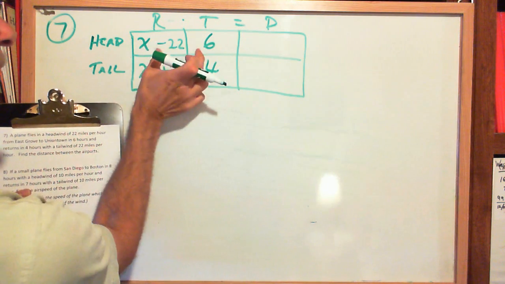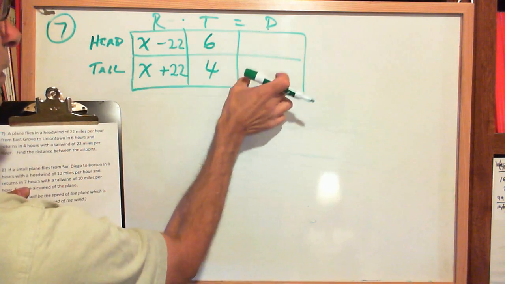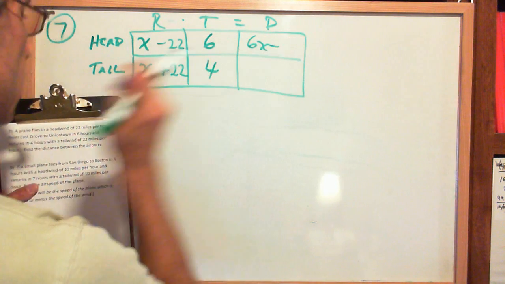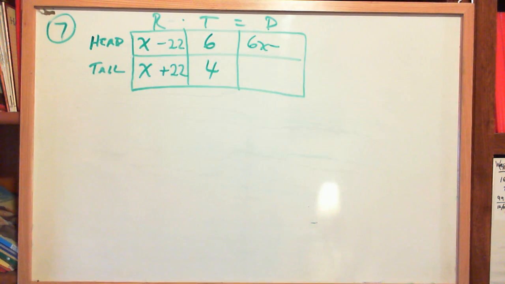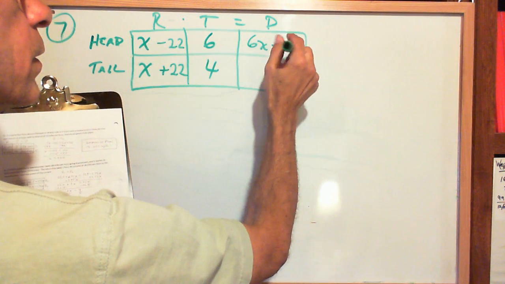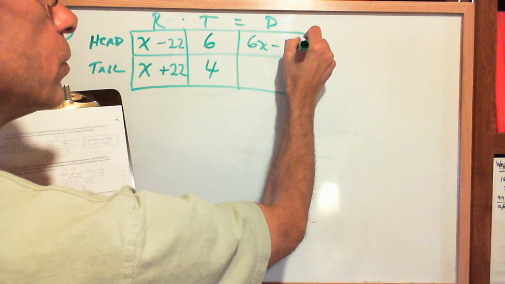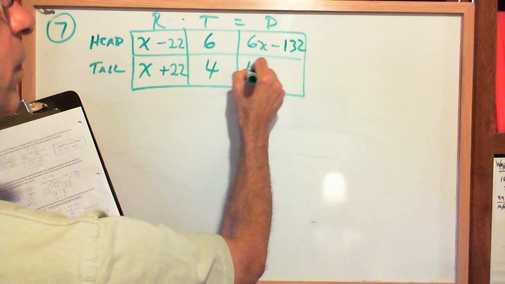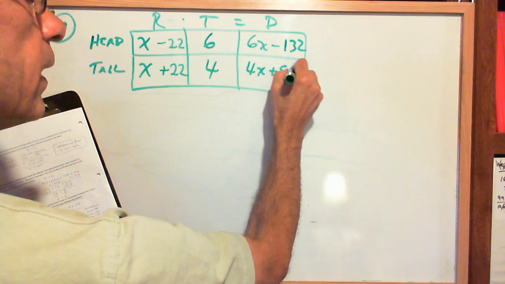Well, first of all, let's try multiplying this out. Let's get this filled out. So 6x minus, what is this? 22 times 6 is 132. 6x minus 132, and then the other one 4x plus 88. 4x plus 88.